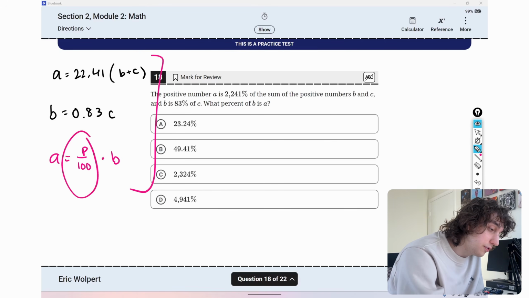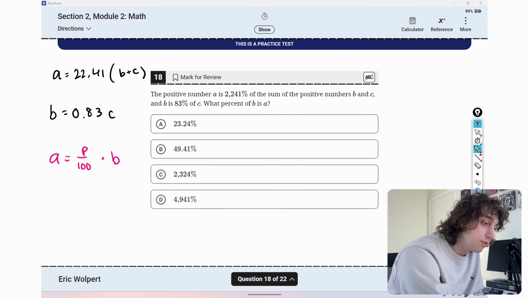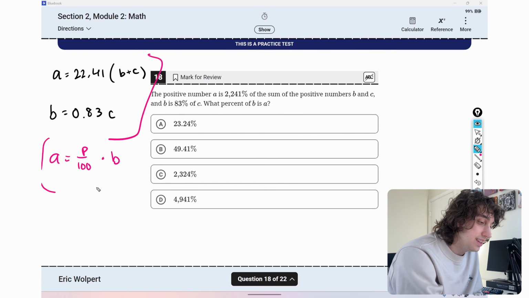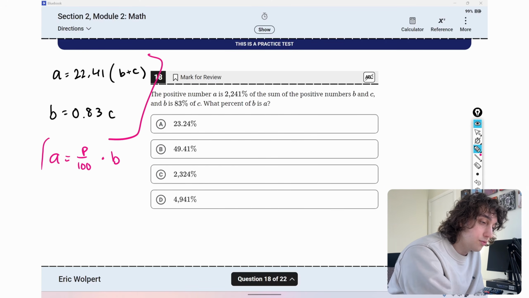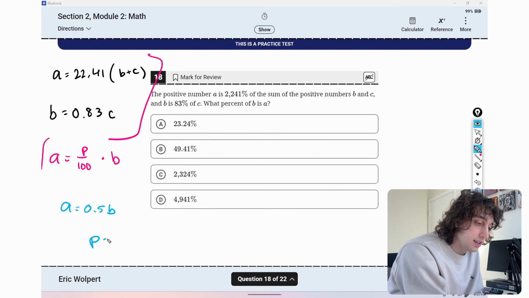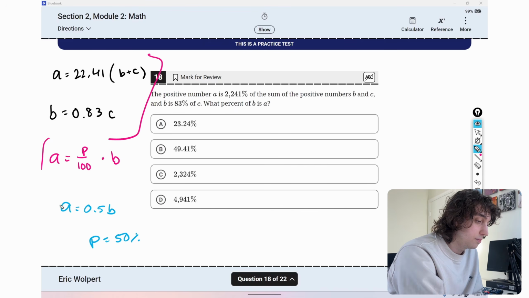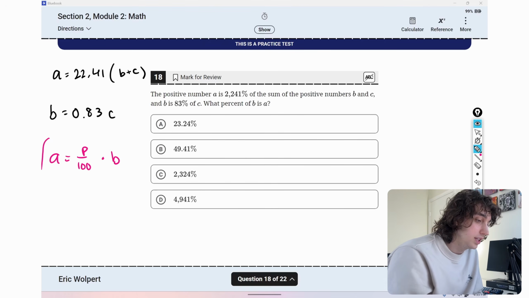We're trying to solve for P, but we can do that by rearranging these 2 equations in this form. For example, if we somehow rearrange these 2 equations to be A equals 0.5B, then we would say the answer is 50%. Right? So that's the goal. That's what we're trying to do. Let's think about how we get there.